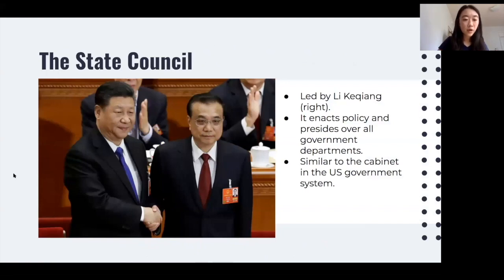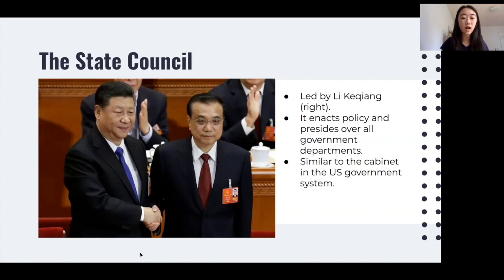So moving away from that main pyramid structure of the Chinese government, on the outer circle is the State Council, and the State Council is responsible for carrying out the principles and policies of the party, as well as laws and statutes adopted by the NPC. So it's led by Li Keqiang on the right, and on the left is Xi Jinping, the president. And it's similar to the cabinet in the US government system.